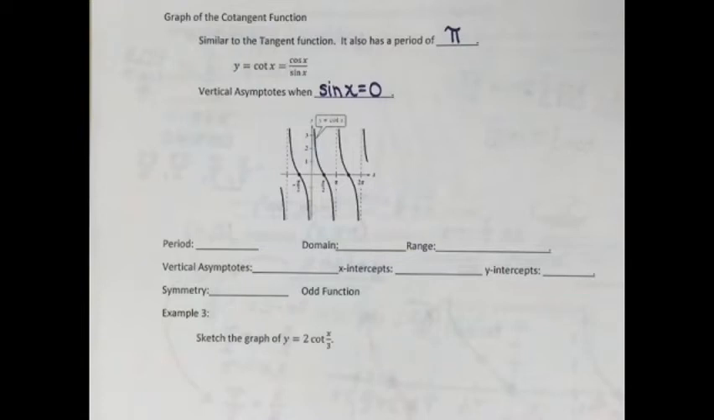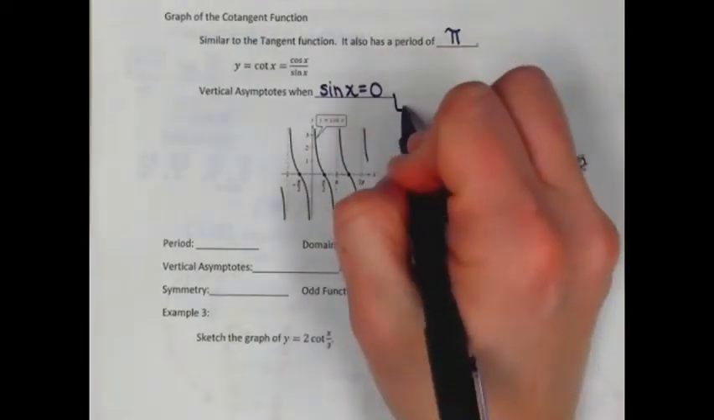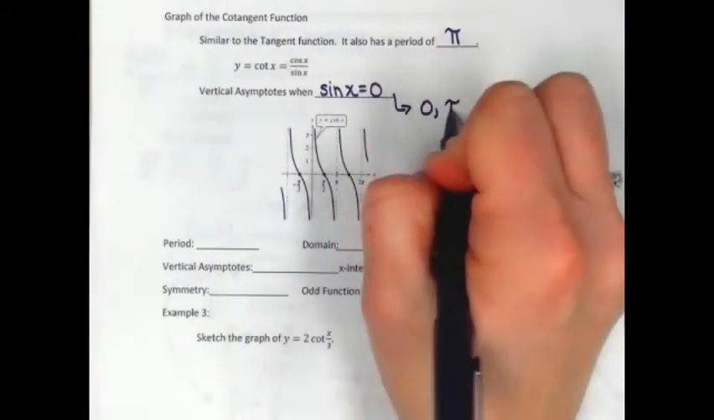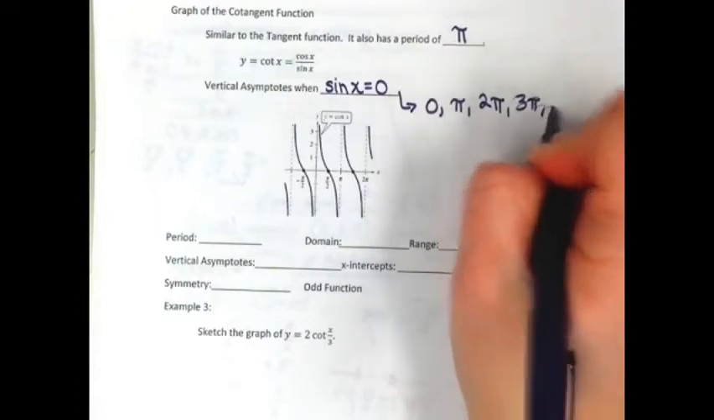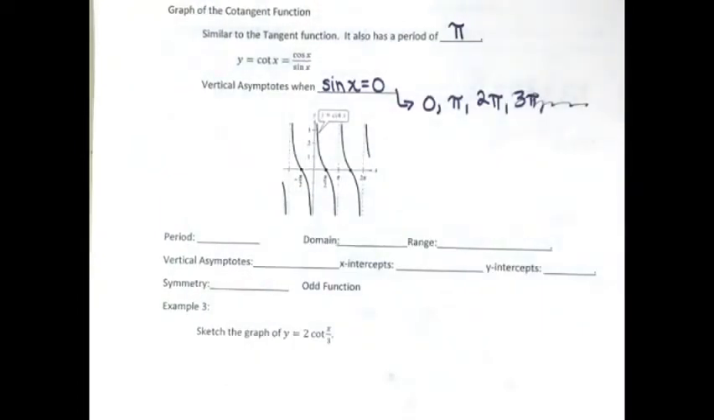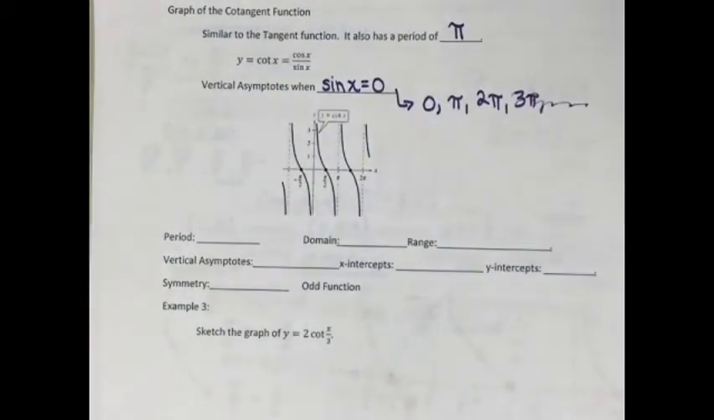And when is our sine 0? At 0, at pi, at 2 pi, at 3 pi, and so on, and going both directions, right? So cosine, we had zeros at pi over 2, 3 pi over 2, every 90 degrees.